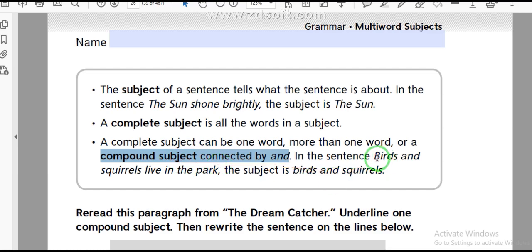For example, birds and squirrels live in the park. Here we have two names, not only one. Who lives in the park? Only squirrels? No, birds and squirrels. So birds and squirrels live in the park. Both these two words here, birds and squirrels, are two names, right? Two subjects. So we call them compound subjects. So when you see two subjects combined with and, we call it compound subject.